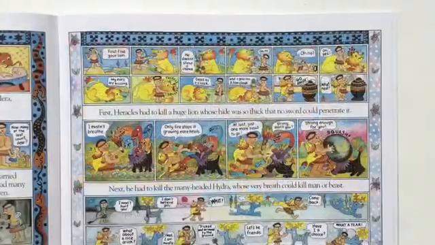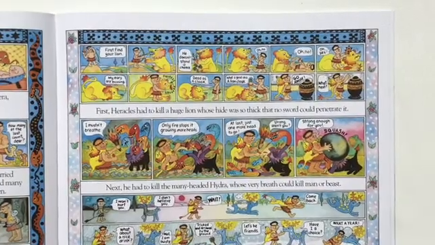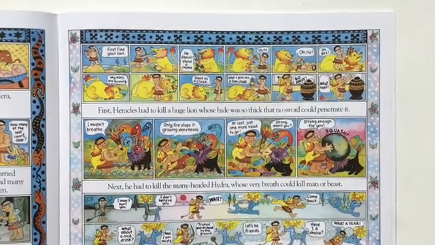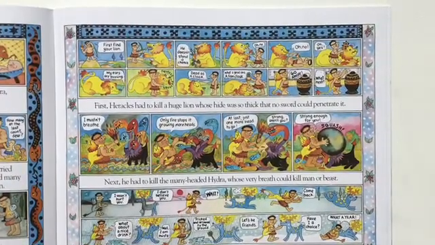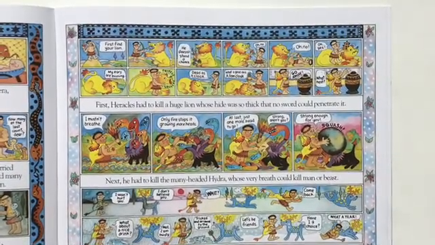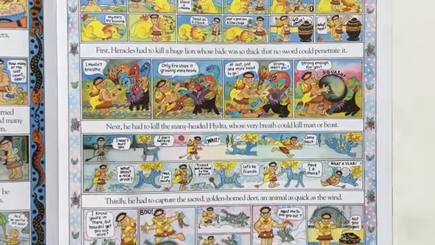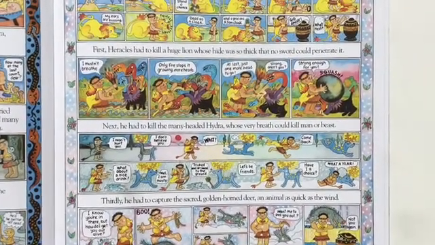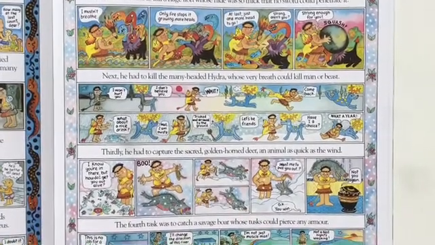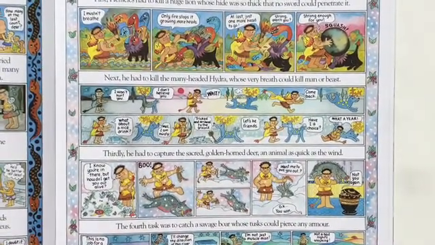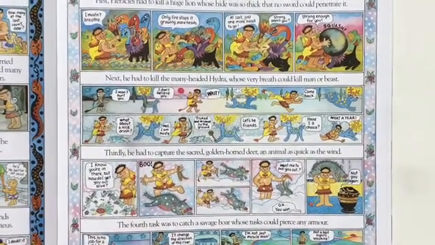First, Heracles had to kill a huge lion whose hide was so thick that no sword could penetrate it. Next, he had to kill the many-headed hydra whose very breath could kill man or beast. Thirdly, he had to capture the sacred golden-horned deer, an animal as quick as the wind. The 4th task was to catch a savage boar whose tusks could pierce any armour.